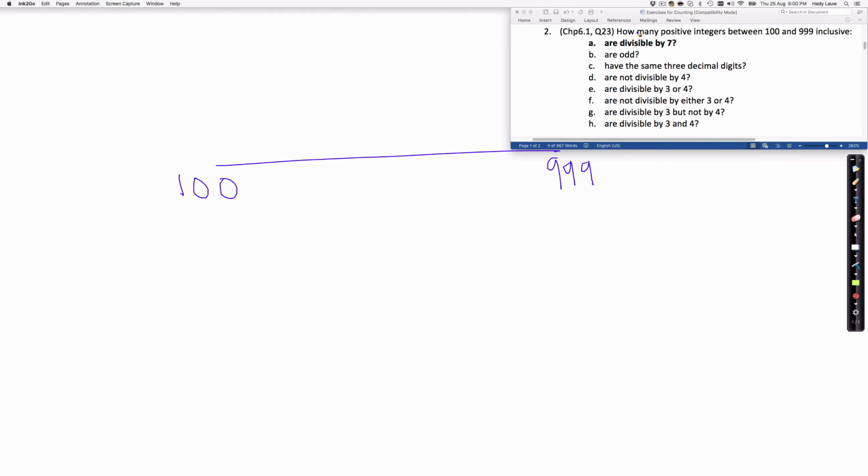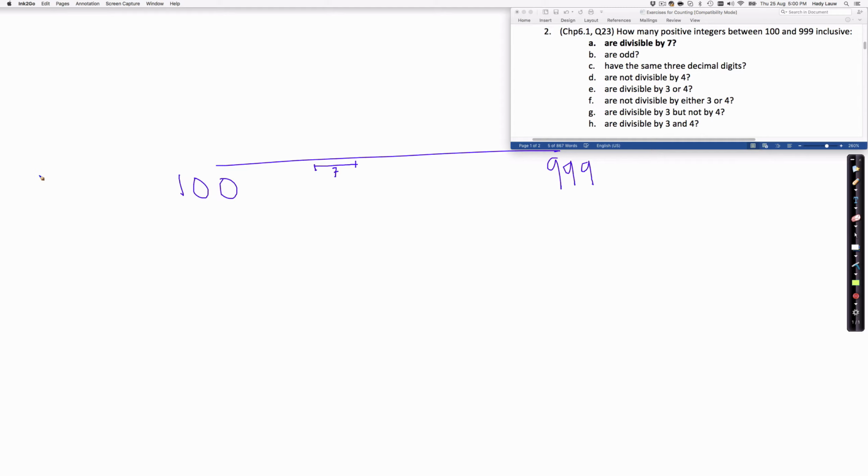Now, we are looking for numbers that are divisible by 7. If a particular number is divisible by 7, then the next number that is also divisible by 7 is going to be a distance of 7 integers away. So looking at how many numbers are divisible by 7 is similar to looking at how many intervals of 7 could actually fit inside this range from 100 to 999.